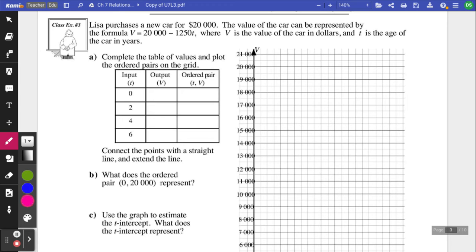So here's the value of the car represented by a formula. V equals $20,000 minus 1250 T, where V is the value of the car and T is the age of the car in years. Now, this is going to be a totally linear decline, correct? Is that what happens in real life?